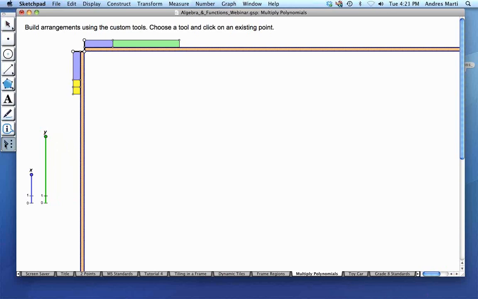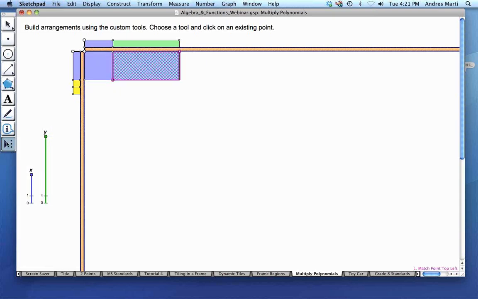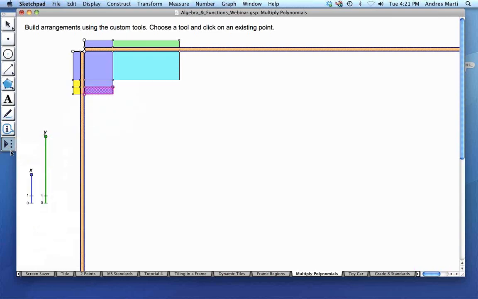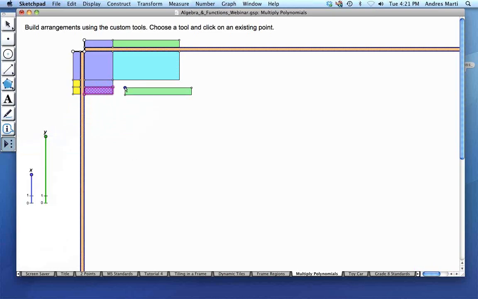And then you would use these various tiles. Whoops, that's the wrong one. The Y horizontal. And then let's see, there's some X horizontals. And a couple of Y horizontals. And now you have a dynamic arrangement showing that x plus 2 times x plus y is equal to x squared plus 2x plus xy plus 2y. And that would be true no matter what the values of x and y.